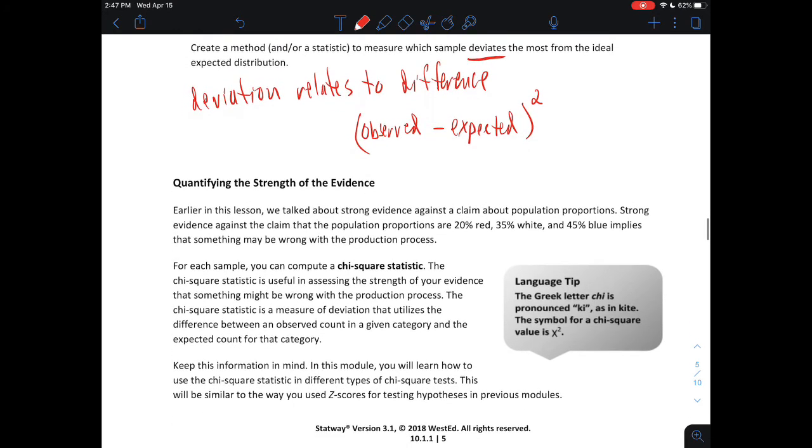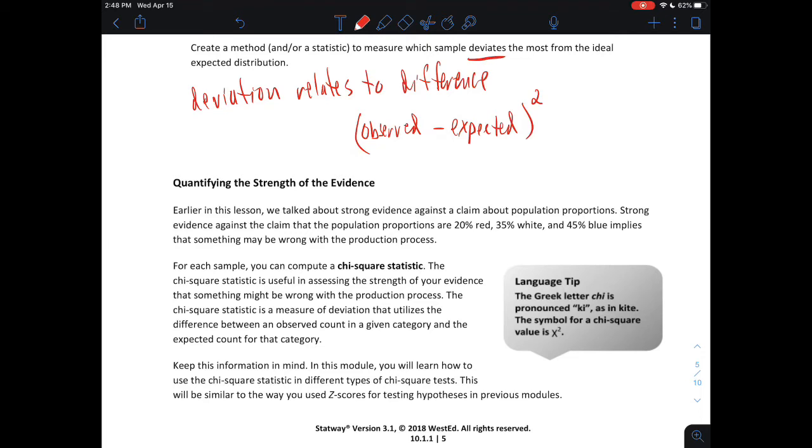Quantifying the strength of the evidence. Earlier in this lesson, we talked about strong evidence against a claim about population proportions. Strong evidence against the claim that the population proportions are 20% red, 35% white, and 45% blue implies that something may be wrong with the production process. For each sample, you can compute a chi-square statistic. The chi-square statistic is useful in assessing the strength of your evidence that something might be wrong with the production process. The chi-square statistic is a measure of deviation that utilizes the difference between an observed count in a given category and the expected count for that category. Keep this information in mind.